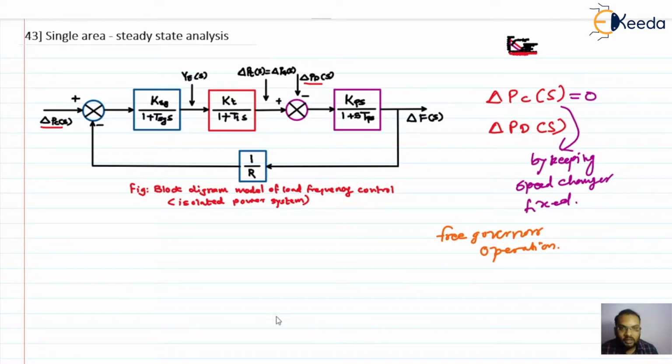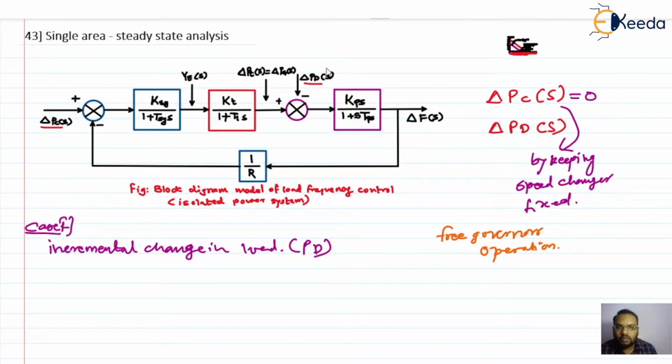Then, as I said, let us consider that there is an incremental change in the load, which is nothing but the power demand. This would be our case 1, where we consider only PD changing, and definitely we will keep the speed changer setting fixed, or let us say, keep it at 0.